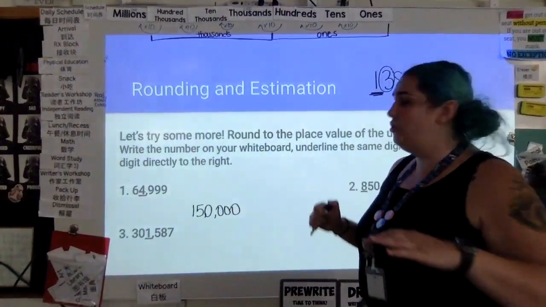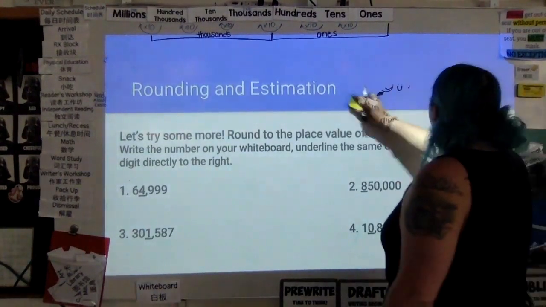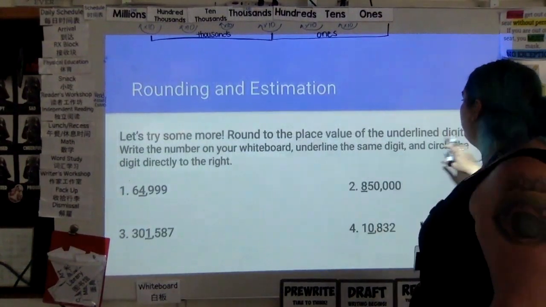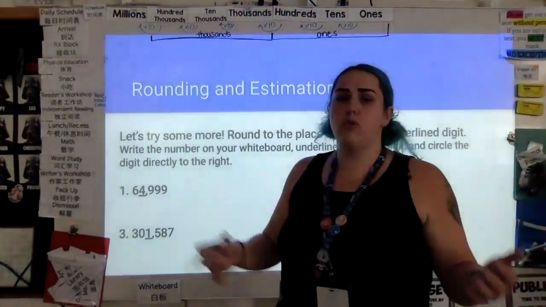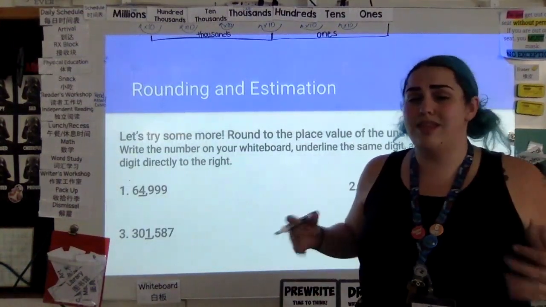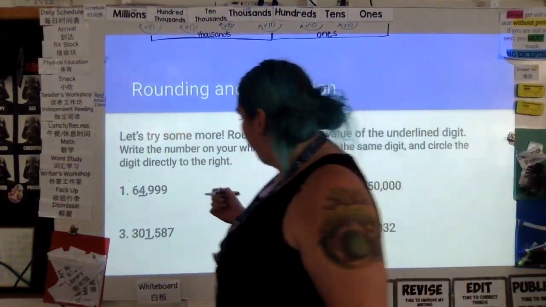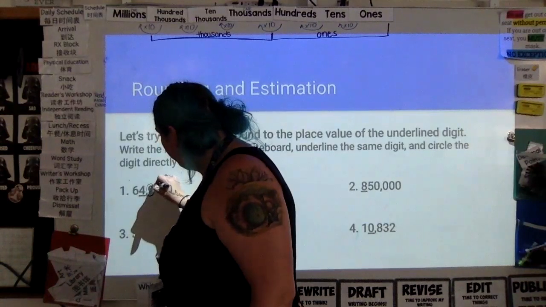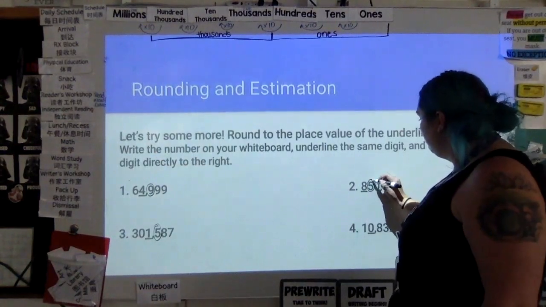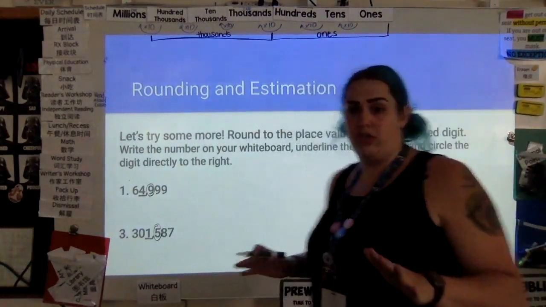So now, I want you to pause your video and do these problems. You're rounding to the place value of the underlined digit. Write the number on your whiteboard or a piece of paper, underline the same digit, and then circle the digit next to it. I want you to do it that way, okay? So before you pause, I'm going to come through and circle the ones next to what we are rounding to. Now, pause your video and answer these 4 questions.